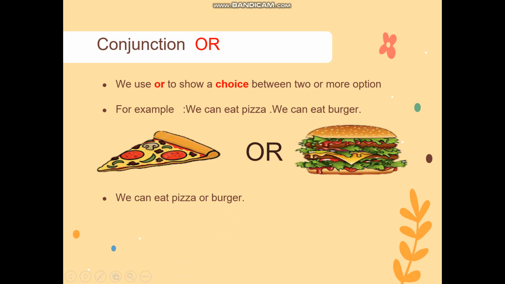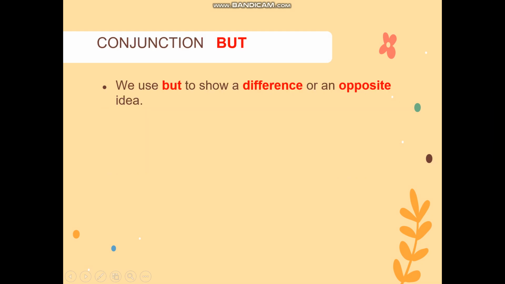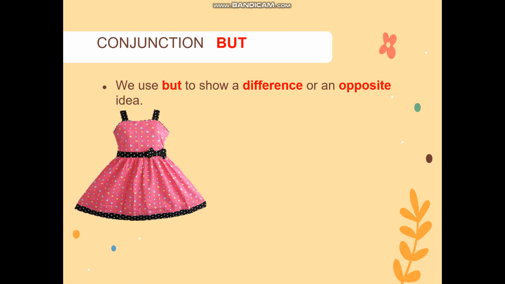So whenever we are talking about the option, we are using the conjunction or. So here you can see two options are there and we are making the sentence by using the connecting word or. ठीक है? Now let us move further. When do we use conjunction but? We use but to show a difference or an opposite idea.